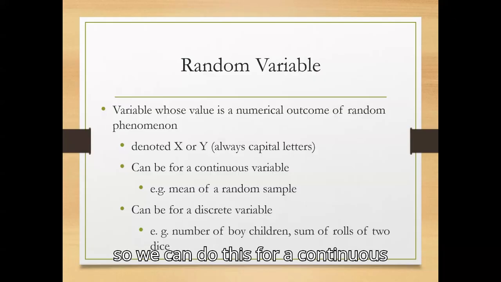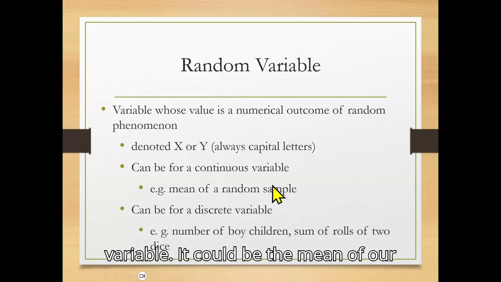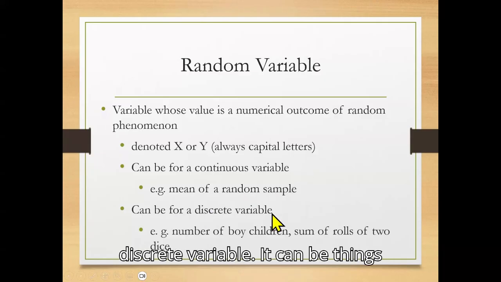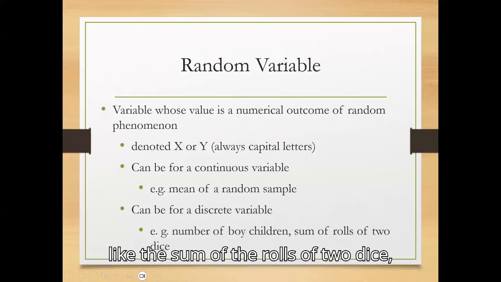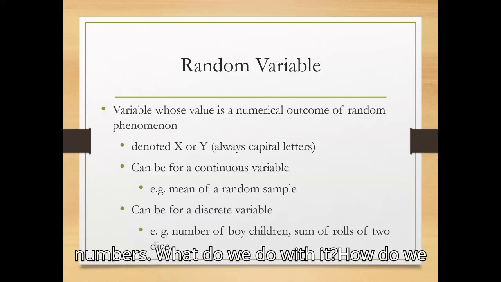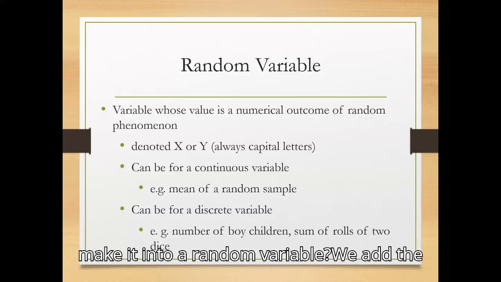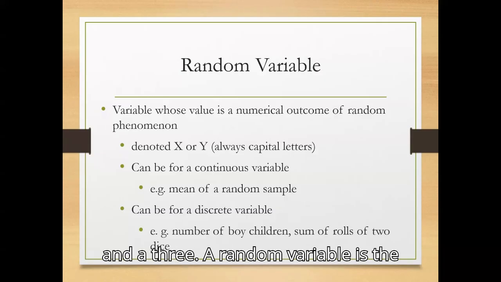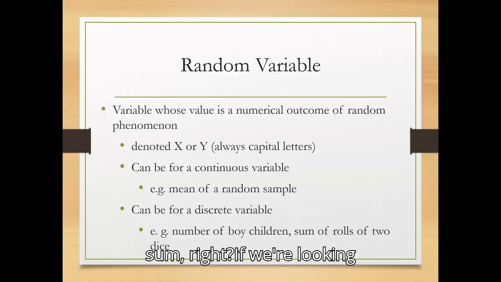Okay, so we can do this for a continuous variable. It could be the mean of our random sample. We can do it for a discrete variable. It can be things like the sum of the rolls of two dice. If we roll two dice, we have two numbers. What do we do with it? How do we make it into a random variable? We add the numbers together. So we rolled a one and a three. A random variable is the sum.